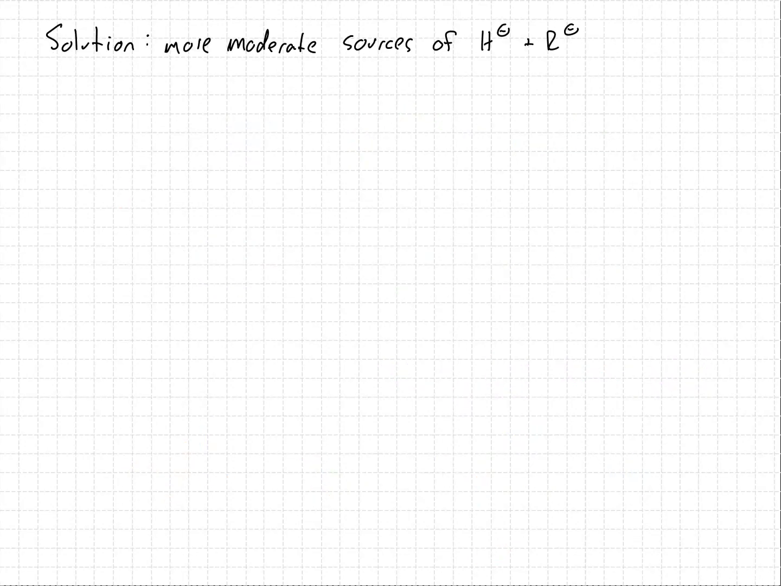So clearly this is not a useful transformation. So what's the solution to this? Well, the solution is to try to find a more moderate source of hydride ions and carbanions, ones that can only react with the more reactive acyl halide, but not react with the less reactive ketone or aldehyde.